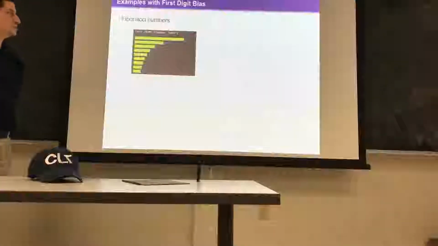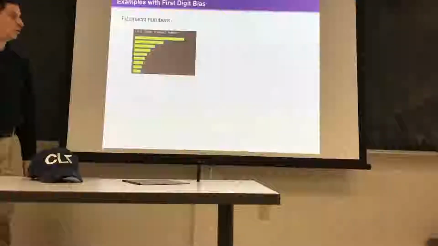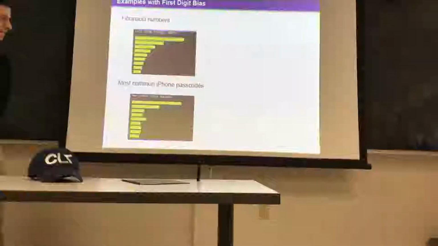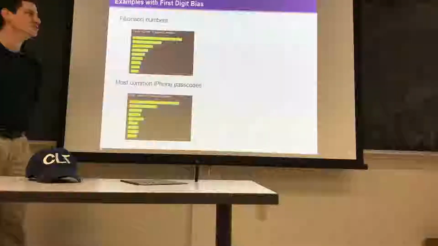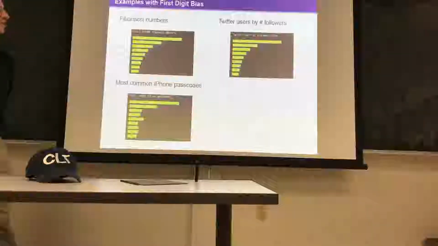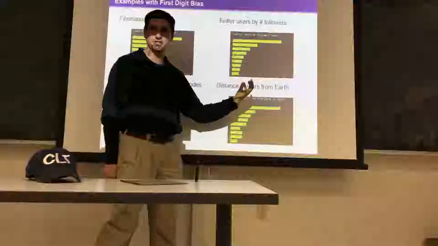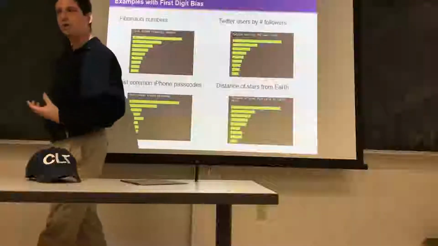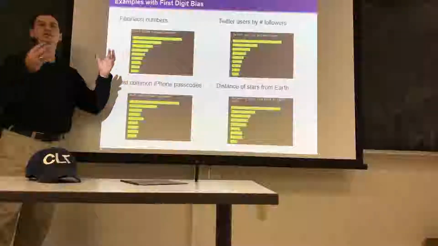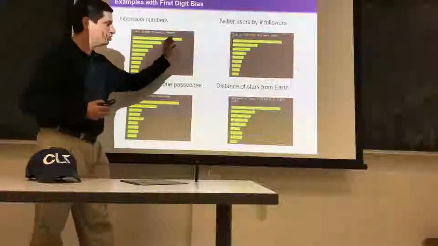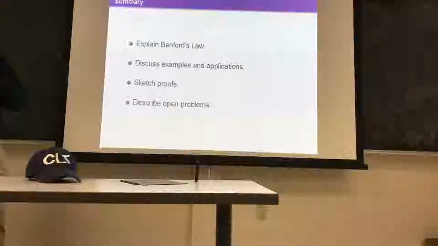These occur in a lot of different places. One is the Fibonacci numbers, seeing about 30.1% for leading digits of 1. Another is most common iPhone passcodes. Do not ask me where I got this data from. It's nice to have friends at certain organizations. Twitter users by the number of followers, distances of stars from Earth. There's a lot of things where you have this prevalence of having more observations with a low leading digit than a high leading digit. And what gets better is the more data sets you amalgamate, typically, the closer you get to this Benford's Law of digit bias.